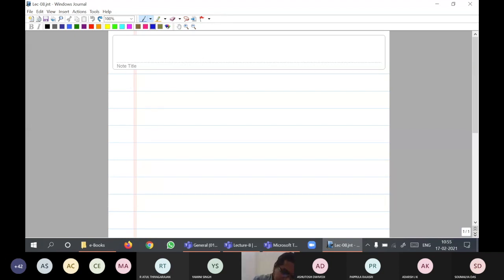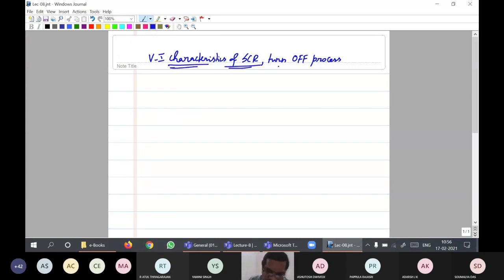Today, as I said, it will be the VI characteristics of an SCR. And let us discuss the turn off process. What is the turn off mechanism that is happening inside the SCR, so that the negative gate pulse will not be in a position to turn off the SCR. It is very, very important. We'll try to understand both in today's session.